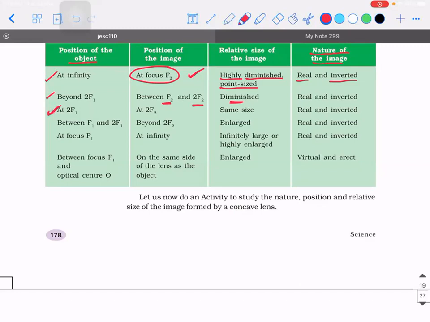So I'm not drawing the ray diagram, I'm going to explain the outline alone. When you place it at the center of curvature, you will get the image also at the center of curvature on the other side. And the image is going to be of the same size and it is real and inverted. Correct?